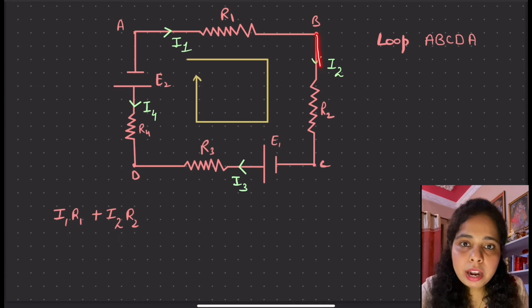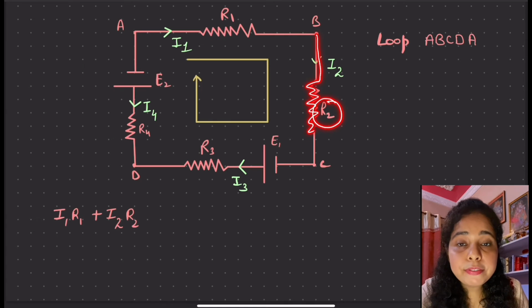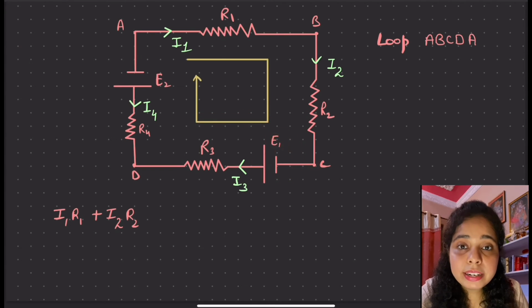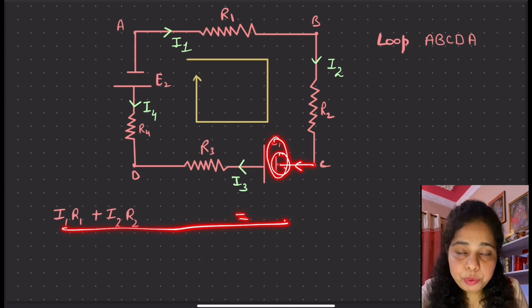Then we are moving from branch C to D. Now we are facing a cell having EMF E1. If we are facing the cell of EMF E1 such that we first come across the negative terminal, then on the right hand side of the equation we write the following. First of all, we have already written I1 R1 plus I2 R2. After leaving some space so that we can write various other terms, we will put an equal sign, and after the equal sign we will write plus E1.